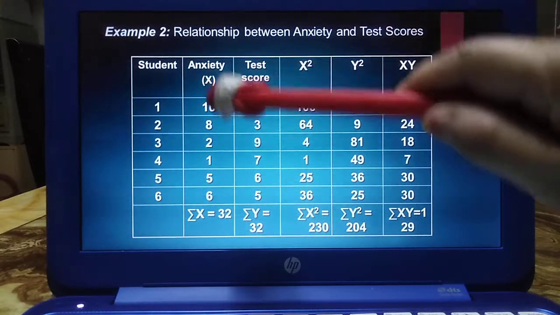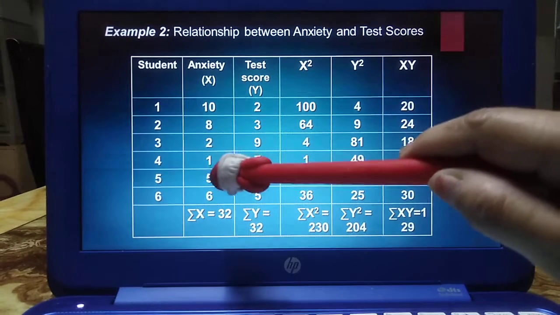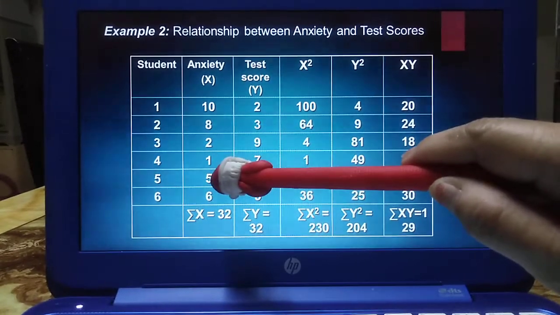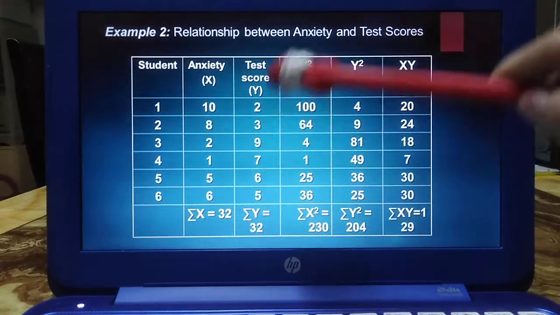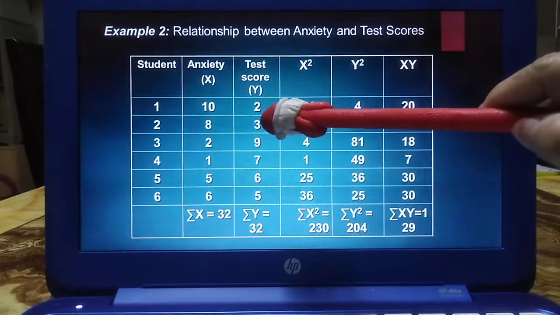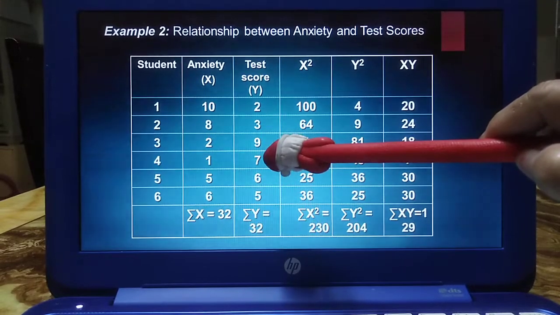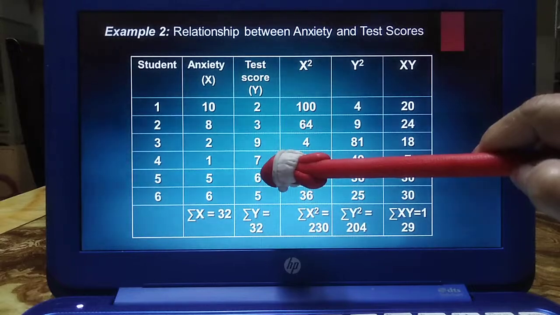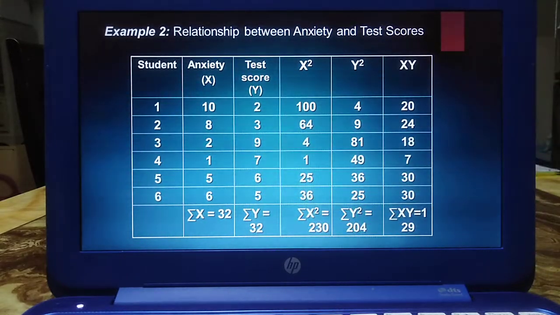Again, we're going to get the sum of it. So 10 plus 8 is 18, 20, 21, 26, 32. That's why it's 32. The sum of the test scores is 2 plus 3, 5. 5 plus 9 is 14. 14 plus 7 is 21. 21 plus 6 is 27. 27 plus 5 is 32.